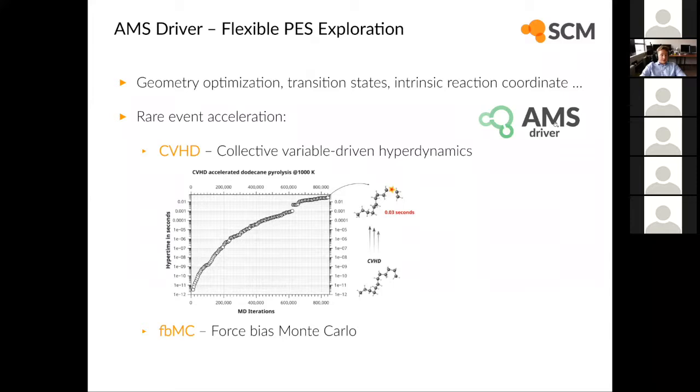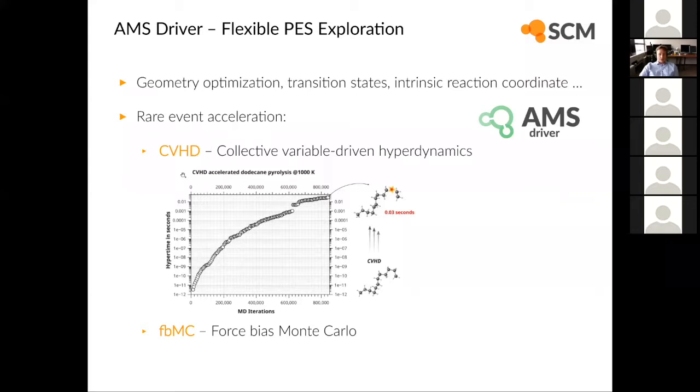And often one is confronted with the fact that chemical reactions may happen at a longer time scale than one is actually able to simulate. So there might be just rare chemical events, and they may require way too many MD steps or Monte Carlo steps to actually happen in a simulation. And to overcome that, we have implemented several different methods to accelerate such rare events. An example here is the CVHD, the collective variable driven hyperdynamics.